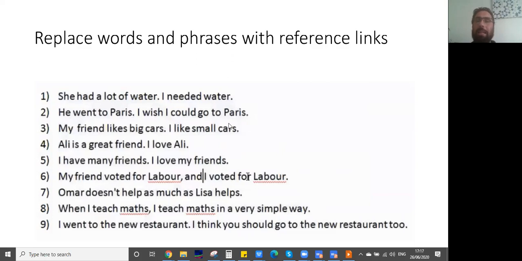What about a place? What's something that we could use to refer to a place? So instead of saying Paris, what could we use to refer to Paris? It's a type of adverb. There, thank you, Satish. So we could say, he went to Paris, I wish I could go there. Yep, not there with T-H-E-I-R, there as in T-H-E-R-E. I wish I could go there. Okay, that's a good one.